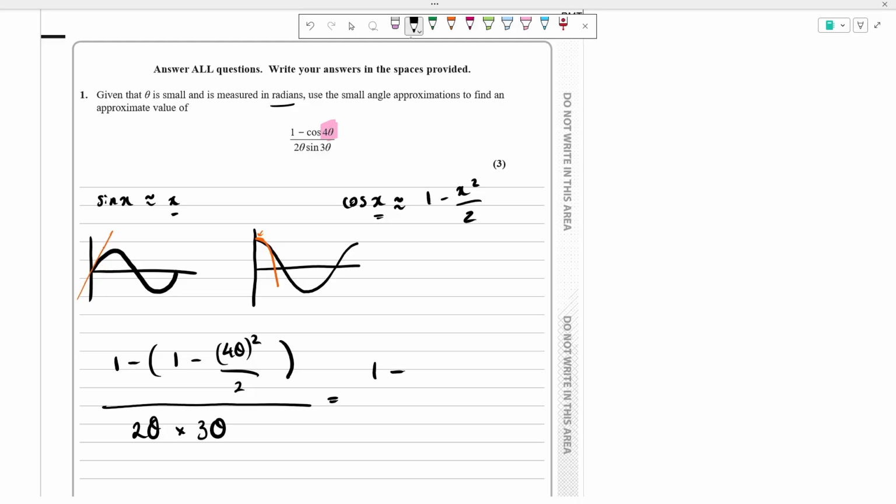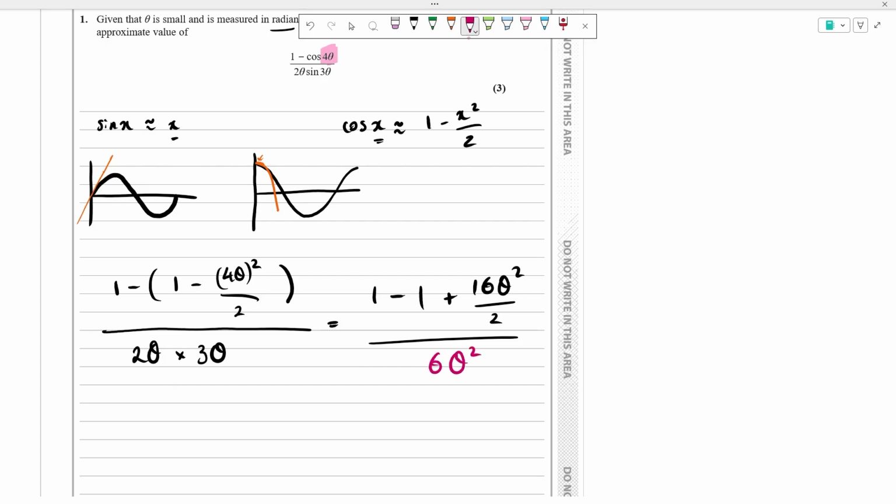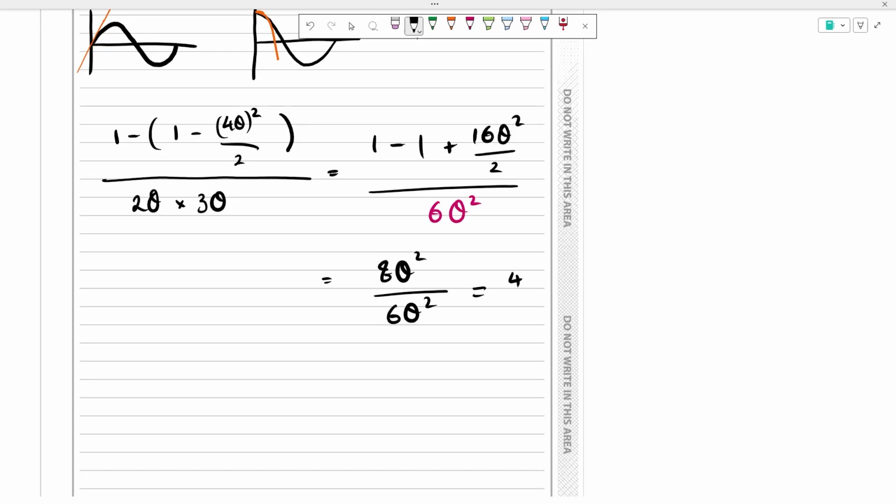We end up with 1 minus 1 plus, well, 4 theta all squared gives us 16 theta squared, divided by 2, all divided by 6 theta squared. This gives us 8 theta squared over 6 theta squared, which is just going to be 4 over 3.